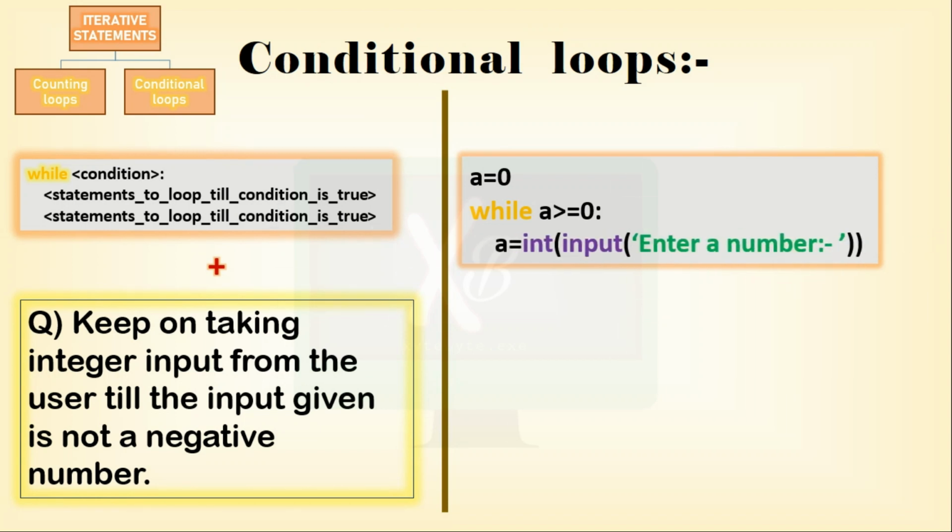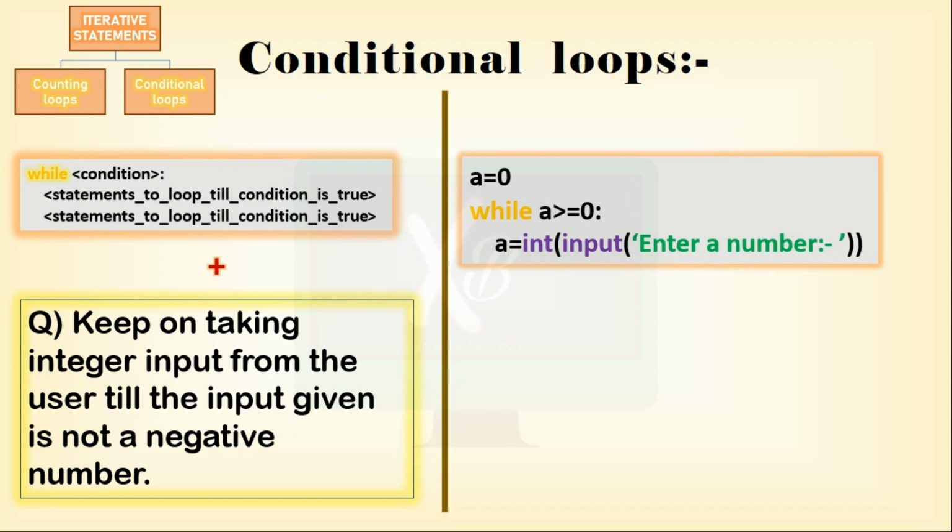And then we can type our statement: a is equal to int input, enter a number. Now since the program is saying to keep on taking integer input, we just created an input command, and remember to put the same variable we used in the first line, that is a is equal to 0. Now why did I use a is equal to 0 at the beginning?